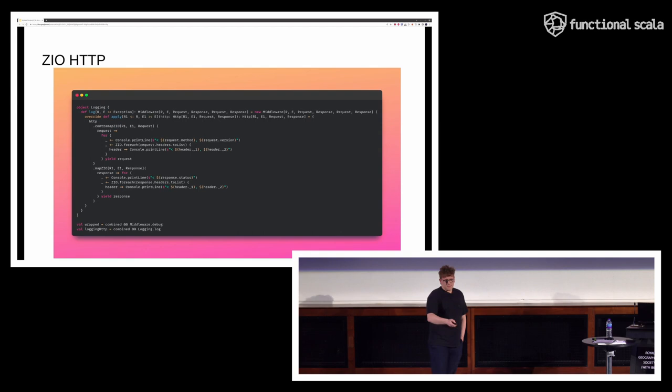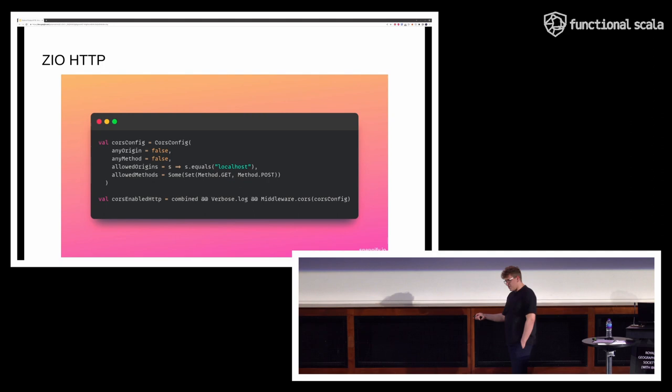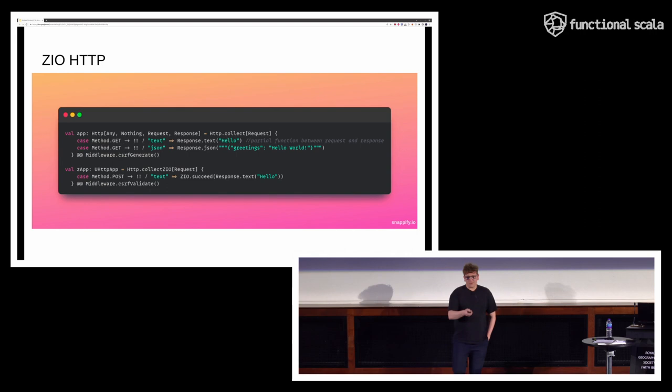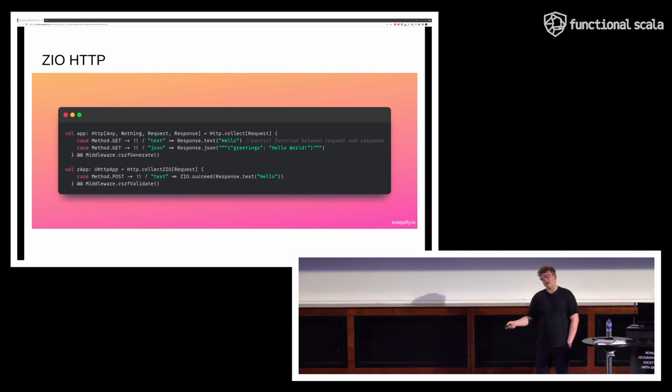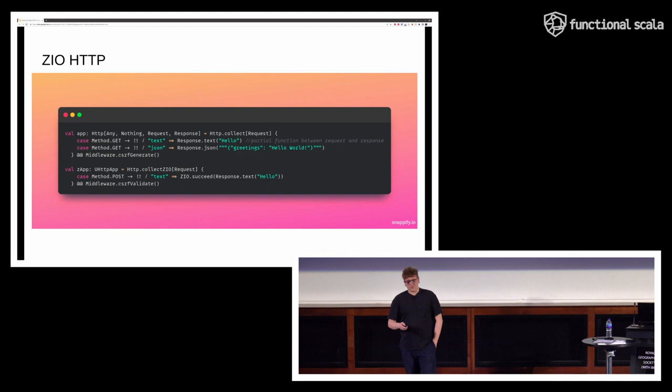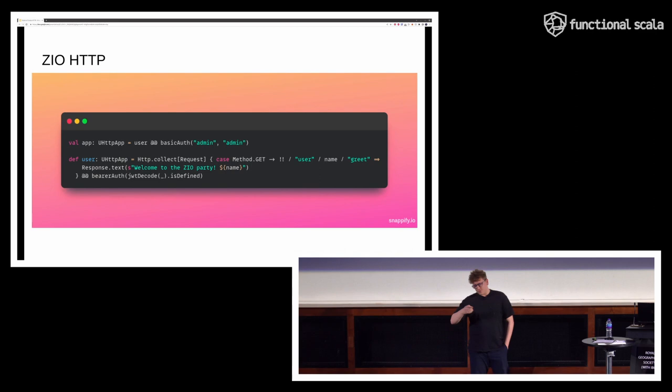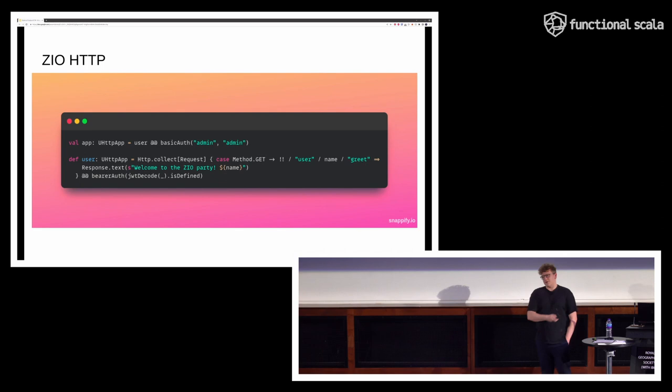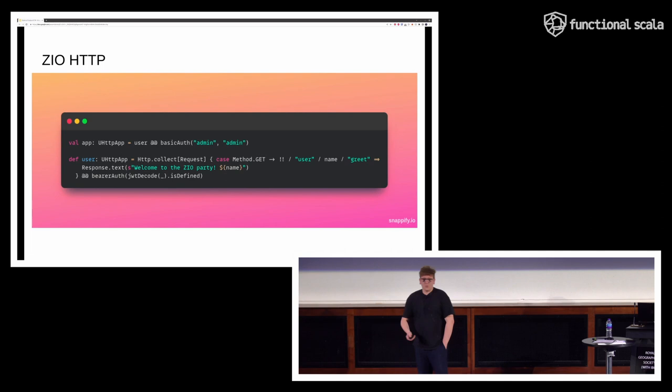All right, what about CORS config or CSRF? Again, we can make one set of routes to generate this stuff, and the other one to validate. All of these things work out of the box. What about basic authentication or some bearer authorization? We have this working with UHttpApp, which is what I have shown you before. The type is like a shortcut of HTTP from Any, Nothing, Request and Response. But it works, and it's there, so we don't have to create everything by ourselves. We can use it, and it works pretty good.